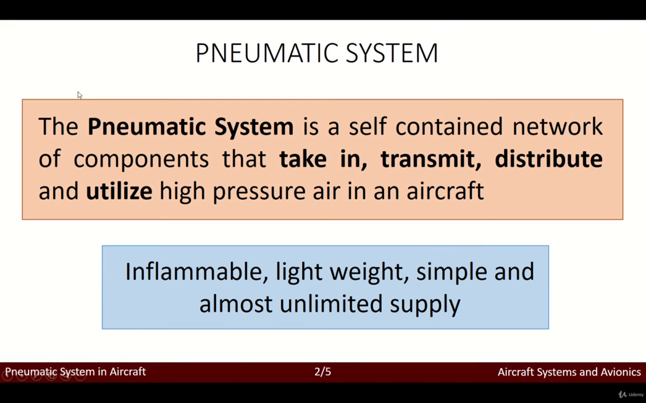Today we will be discussing the basics of the pneumatic system. The first thing to take into account is that the pneumatic system is a self-contained network of components that take in, transmit, distribute and utilize high-pressure air in an aircraft. The very nature of air means that this system is usually related to non-flammable components. It is also lightweight, simple, and importantly, this system can provide a lot of air, meaning that it is almost an unlimited supply.